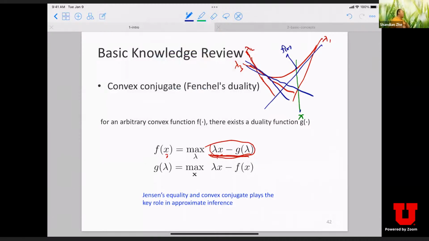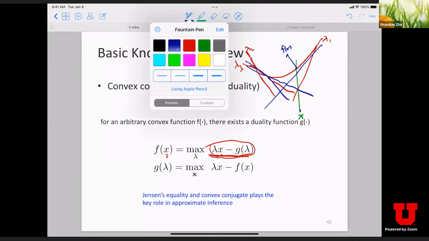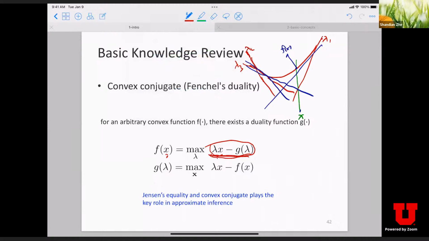So basically, what David said is that all the tangent lines, when they evaluate at x, are below f of x. For lambda one, the value at x is here. When you look at this tangent line, when they evaluate x, this is the value. And for lambda two, it is here. It's even smaller as compared with f of x.